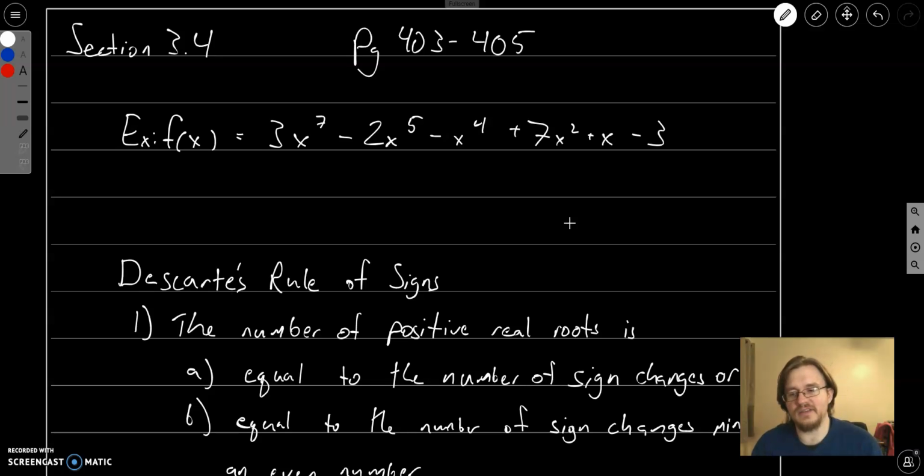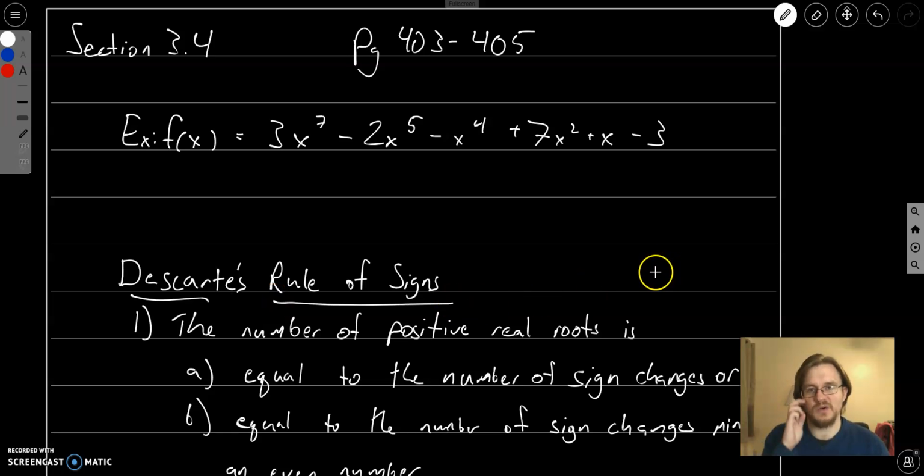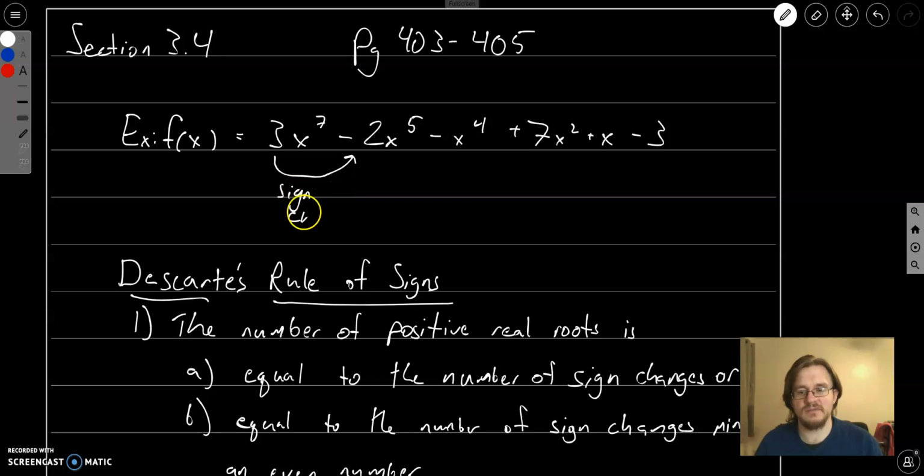And this is going to be about sign changes. So when we look at the coefficients of a polynomial, they might change from positive to negative or back. So here we look and we see a plus 3 goes to a negative 2. So we have a sign change. It goes from a positive number to a negative number.